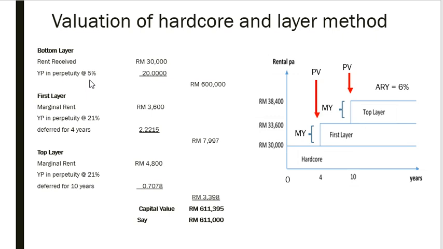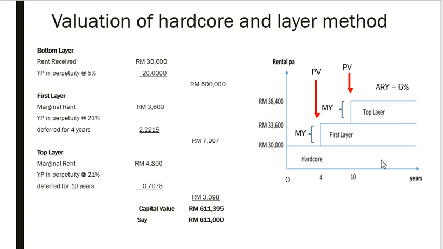Okay, so the formula of YP in perpetuity is 1 divided by I. So 1 divided by 0.05, so that's why you got 20 here. Rent received times the YP in perpetuity, and then you will get 600,000. Okay, so that will be the capital value for the bottom layer, the hardcore layer.